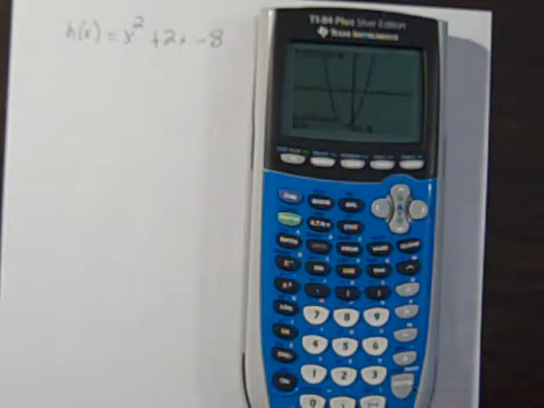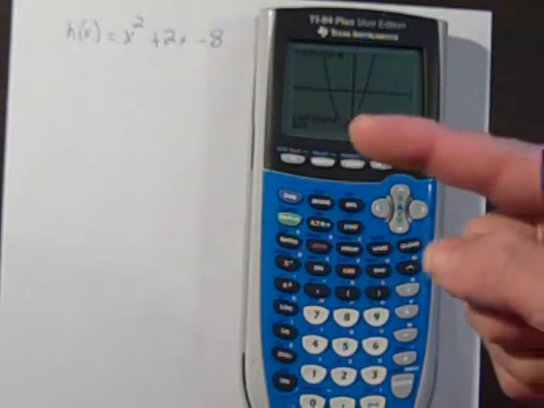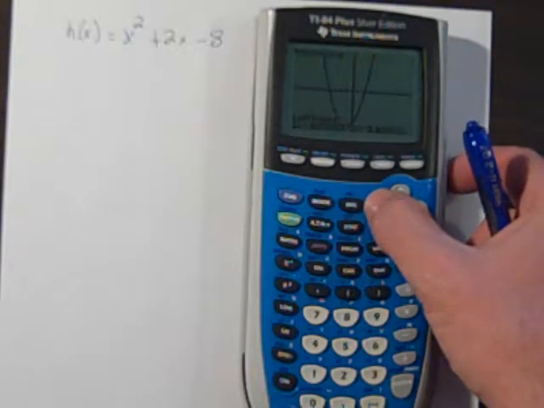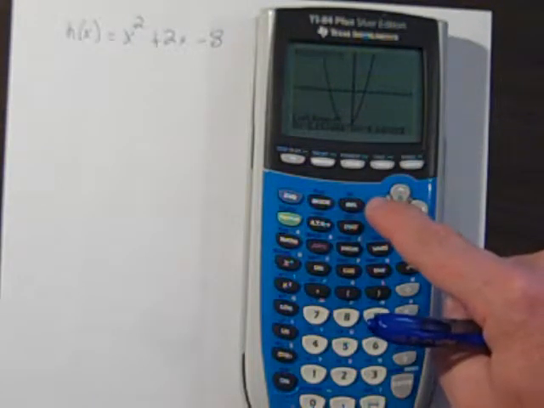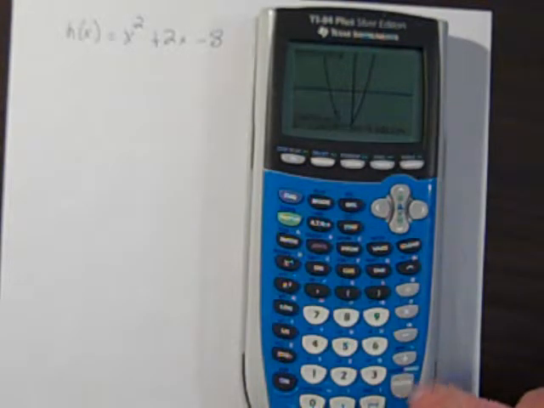Now I hit enter, and it's going to say left bound. That means I need to be at least on the left side, on this side of the lowest point. So I'm just going to scroll over. It doesn't really matter where. Right here's my cursor. I'm definitely on the left-hand side at this point, so I hit enter.